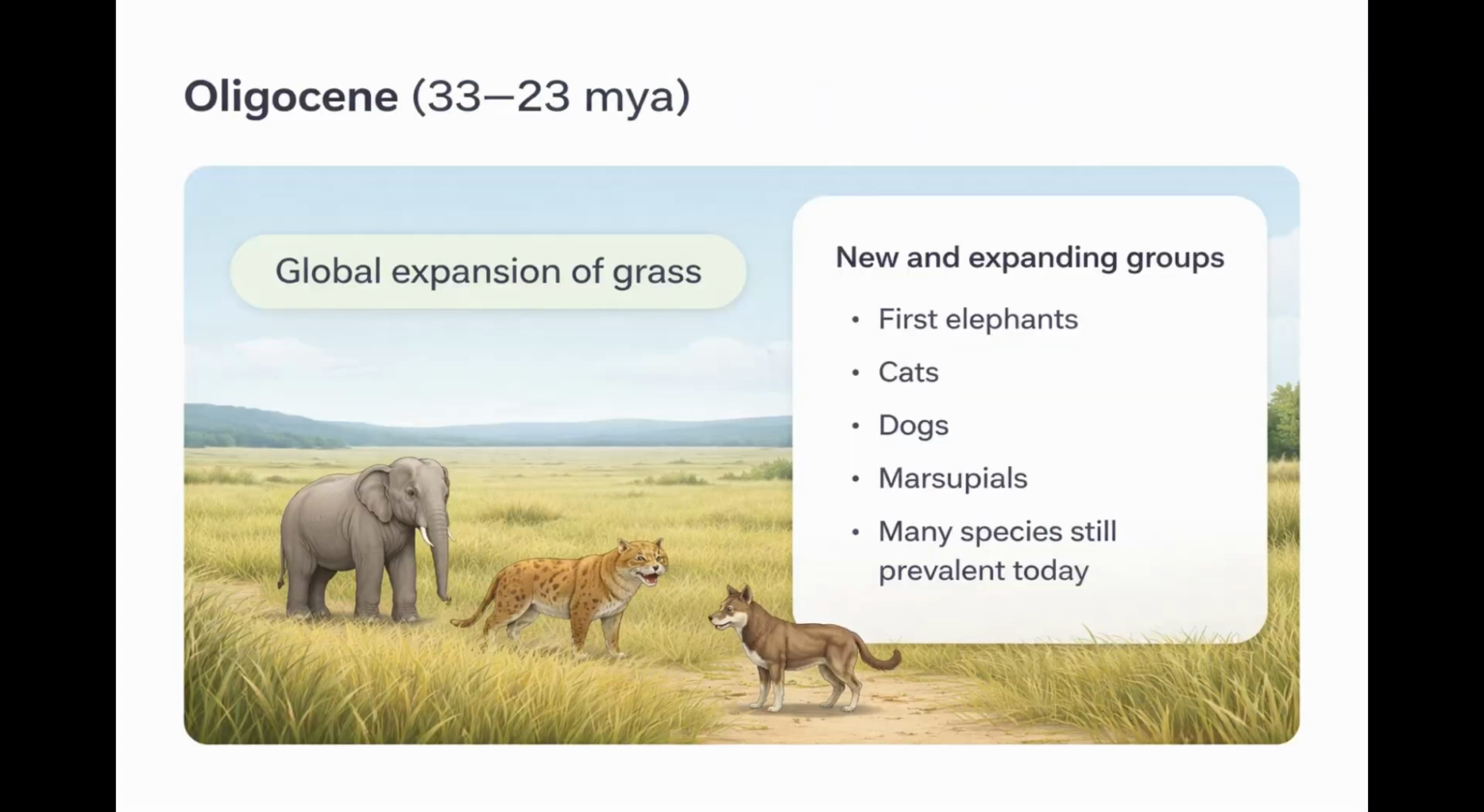The Oligocene is described as a time of global grass expansion. That shift toward more open habitats created new opportunities, and many new species evolved to take advantage of them. The material lists the first elephants, as well as cats, dogs, marsupials, and many other groups still prevalent today. So changing vegetation, like the spread of grasslands, can drive major evolutionary change by creating new niches.